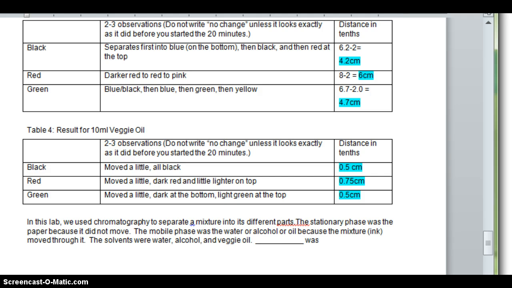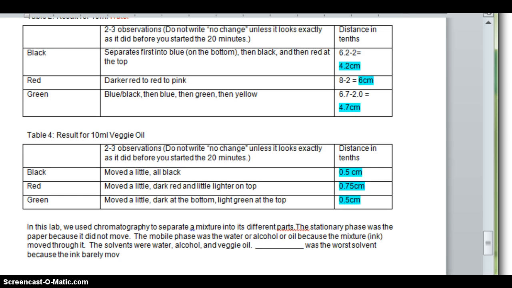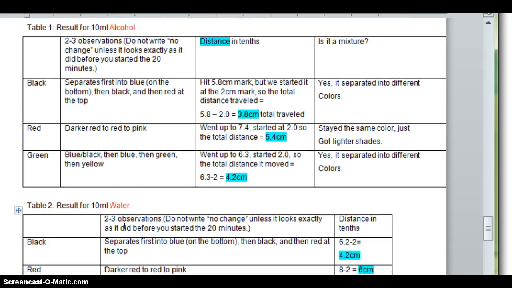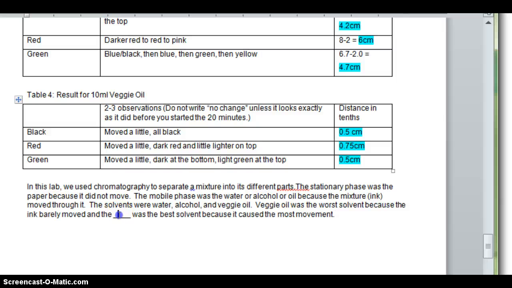Which one was the worst solvent because the ink barely moved? That was the veggie oil. And the blank was the best solvent because it caused the most movement. So which one was the best? And it would have been the water.